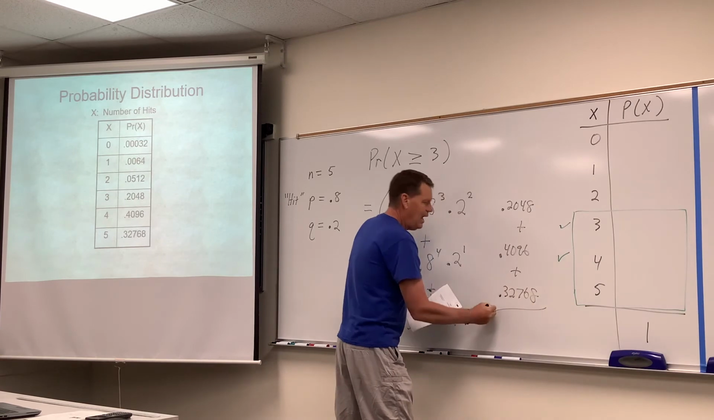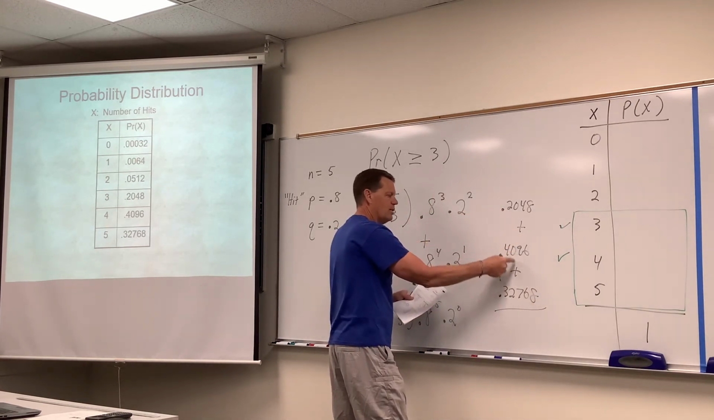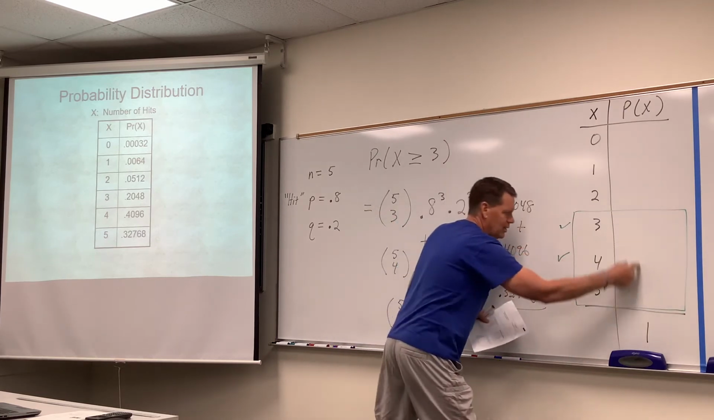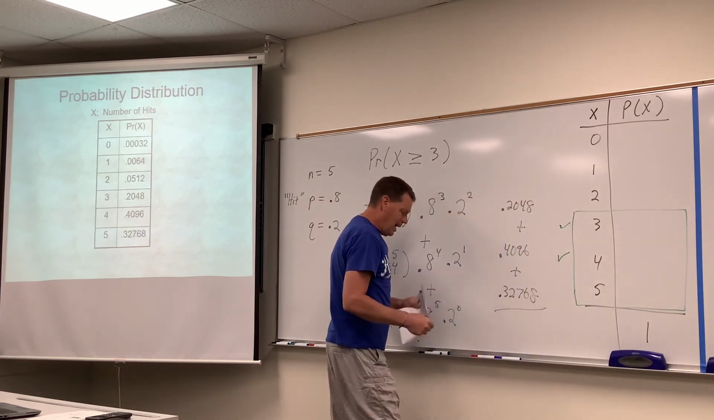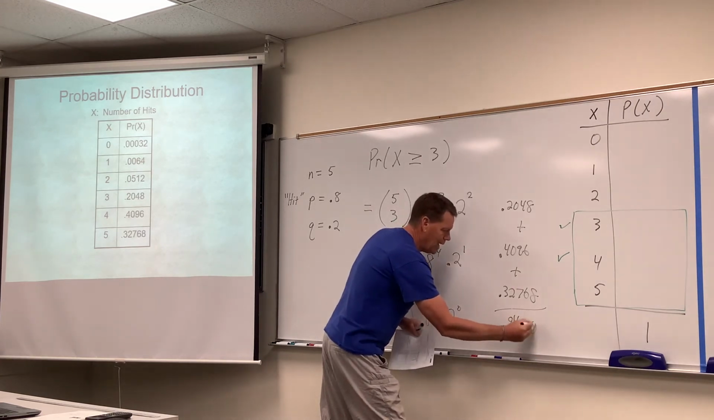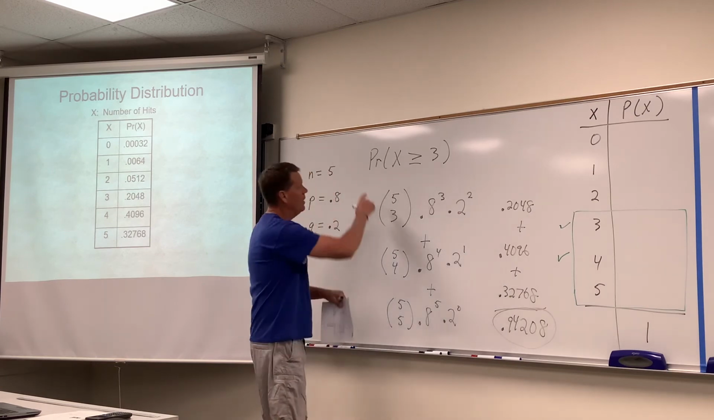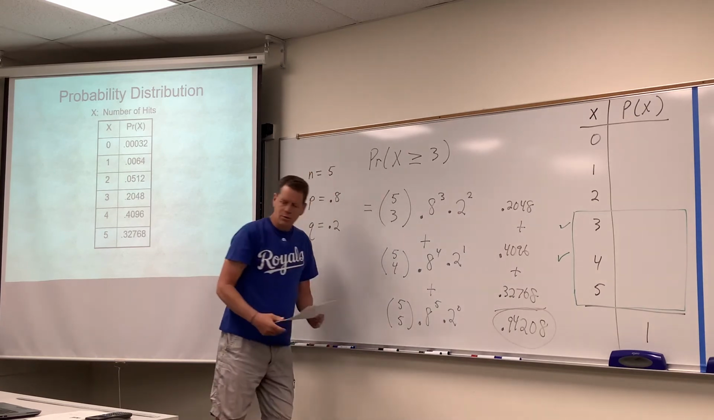0.32768. And then you add those up because he'll either hit 3 shots or 4 shots or 5 shots, these entries in that table that we built. And that total is 0.94208. So there's roughly a 94% probability that Mario will hit at least 3 of those shots.